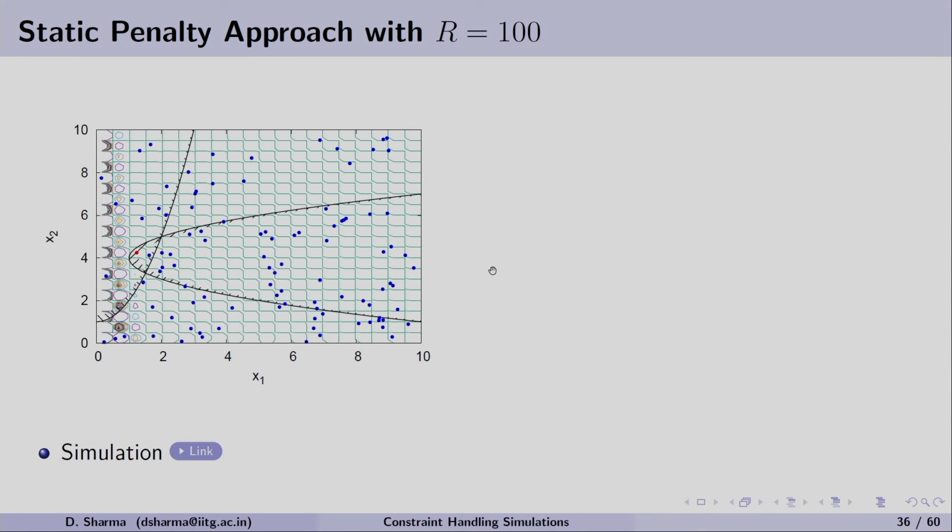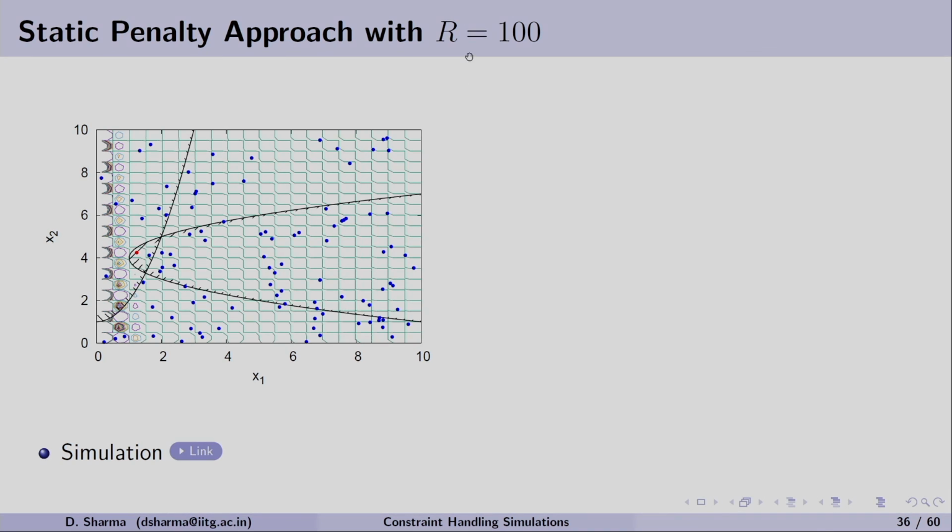Similarly, as in our previous discussion, we have taken two different values of r. So, r equals 2 was not sufficient for some problems, so we have taken a large value of r. Now, we will again see whether r equal to 100 will make any change in the progress of the solution towards the optimal solution. Here we have taken r equals to 100 for the static penalty approach.